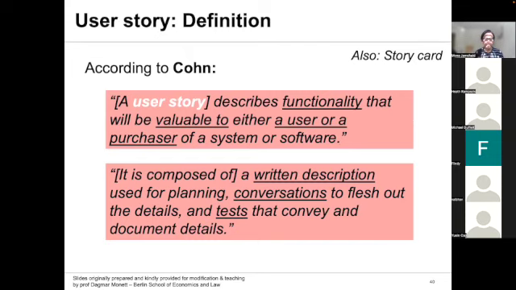Now, there's another definition that has been put up here. It says that a user story describes functionality that is going to be quite valuable to either a user or a purchaser of a system. So when I said as a passenger, I want to do an online check-in, and why? Because what's the value for that? So that I can board my plane. So you see, as I said, a lot of focus is on the perspective of the users, what they want to accomplish, rather than the product-centric perspective.